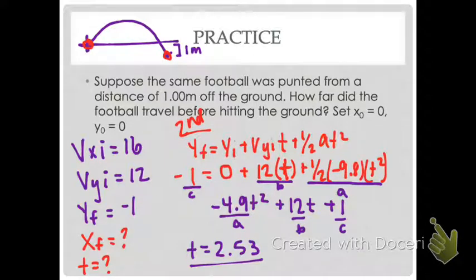Okay, do we see how there's lots of options to get to our final answer? Right? I use this method. I have the quadratic formula programmed in my calculator, so it goes faster. So that's why this method is faster for me. But you can use lots of different ways to get to your final answer. Okay? Questions? We still haven't solved for x yet, sorry. Last step here would be to take VXI times 2.53 and get how far it traveled.